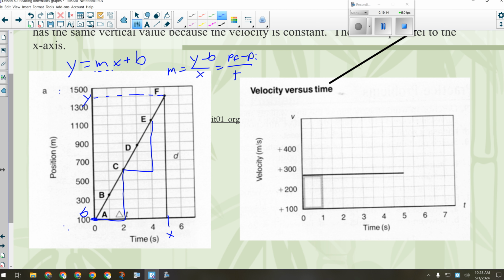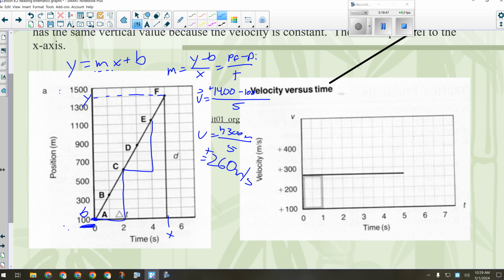So velocity is going to equal positive 1,400 meters, that's where that is, minus positive 100 meters, because that's where b is, divided by 5 seconds. So v is going to be positive 1,300 meters divided by 5, 260 meters per second in a positive direction, according to that graph.